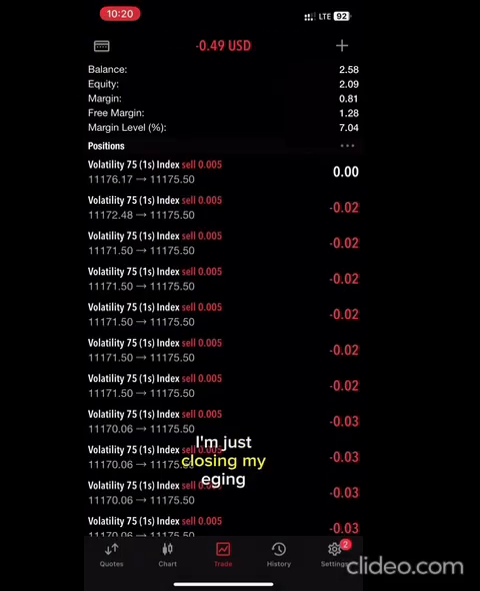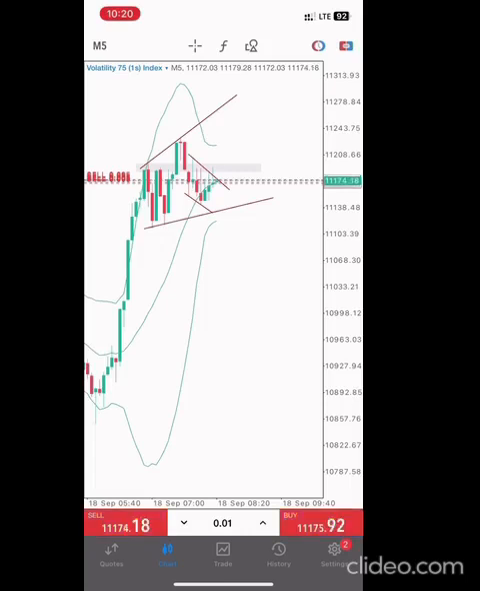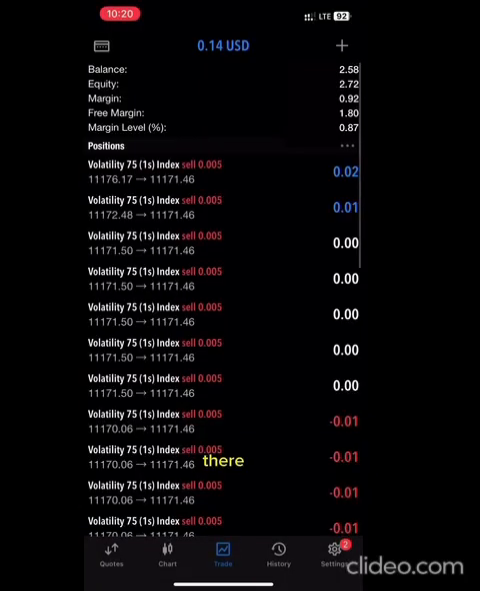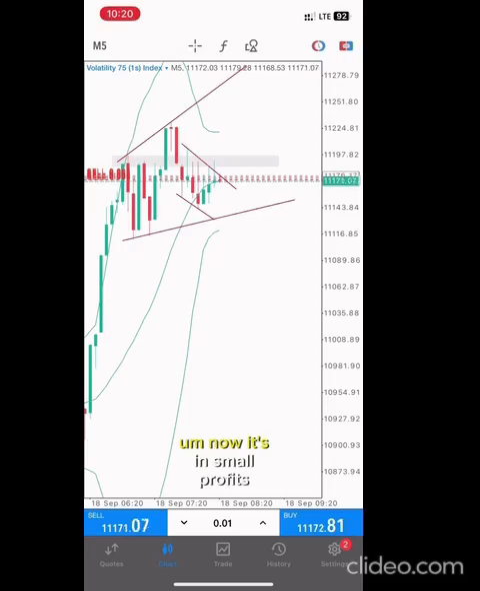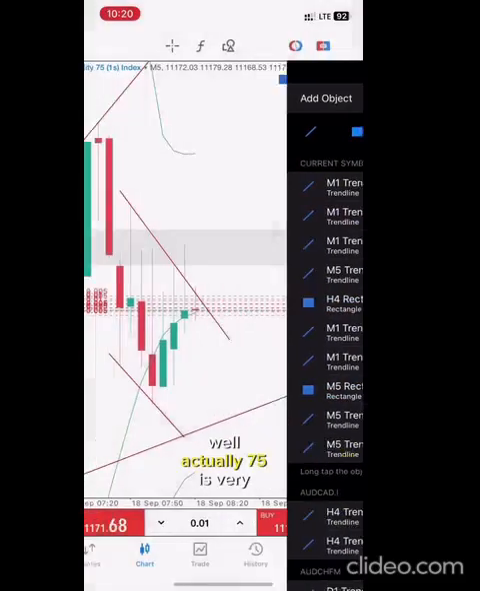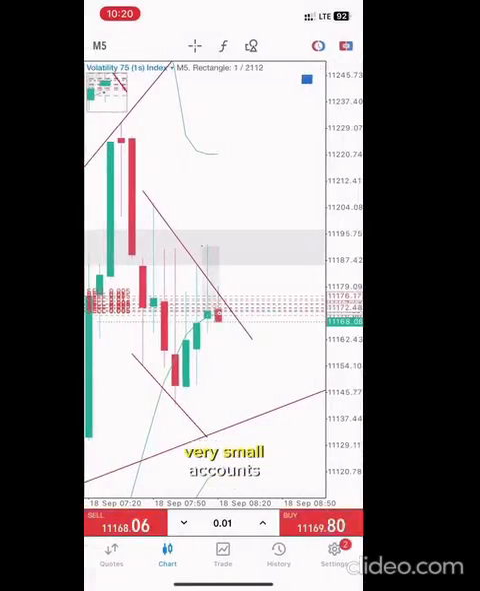I'm just closing my hedging orders in order to accumulate more position sizes. So when I put my sell orders there, now it's in small profits. Volatility 75 is very good for raising very small accounts.